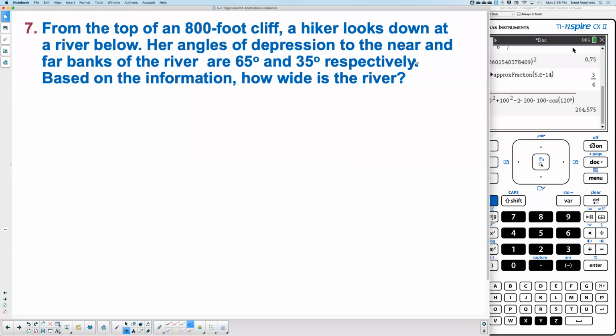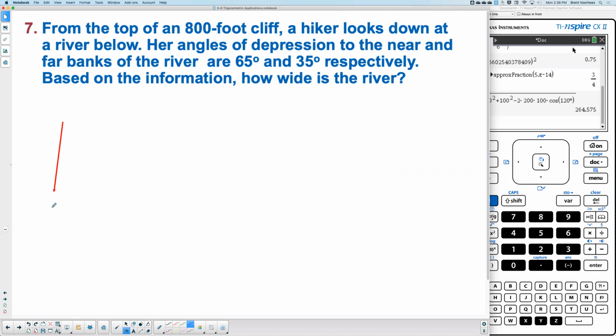Number 7 says, from the top of an 800-foot cliff, a hiker looks down at the river below. Her angles of depression to the near and far banks of the river are 65 degrees and 35 degrees, respectively. Based on this information, how wide is the river? So let's draw ourselves a little diagram.